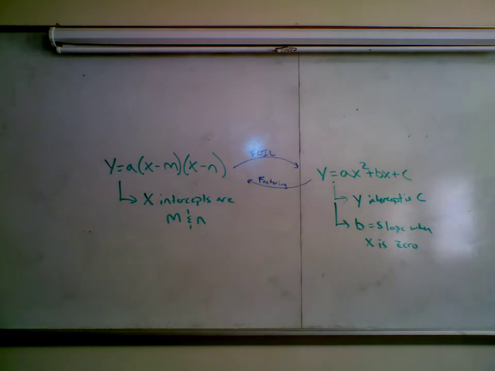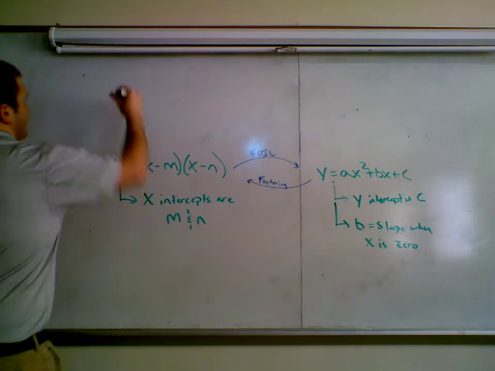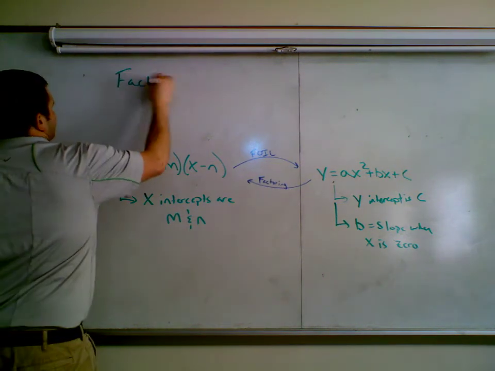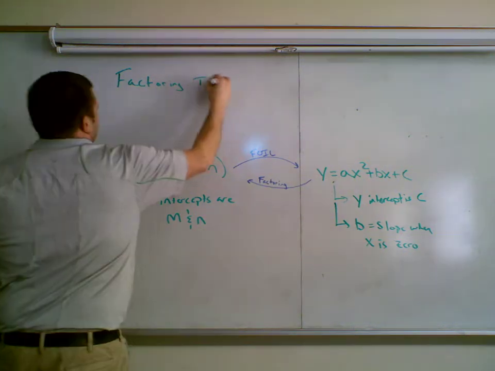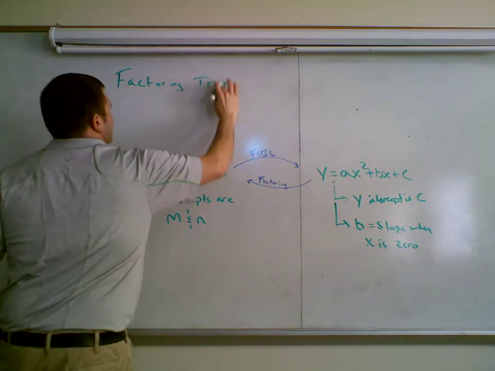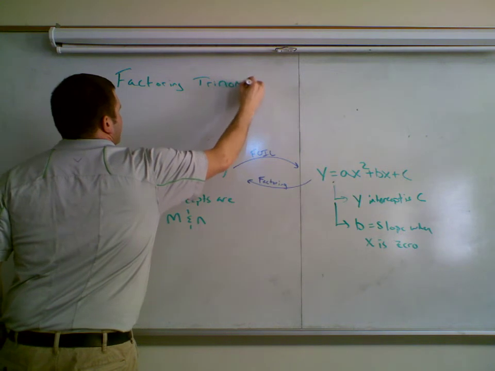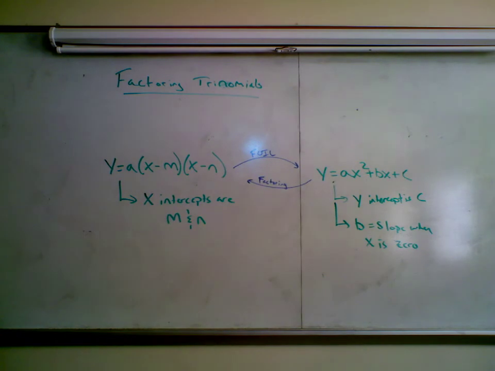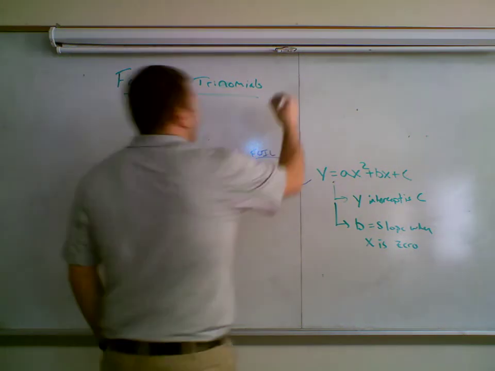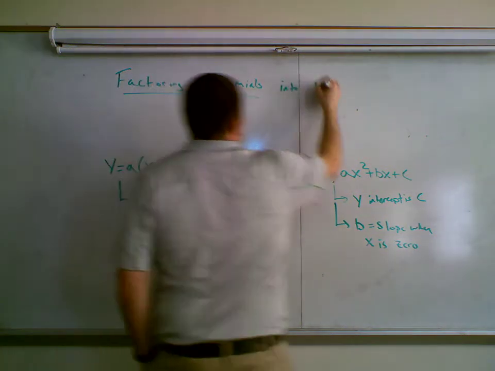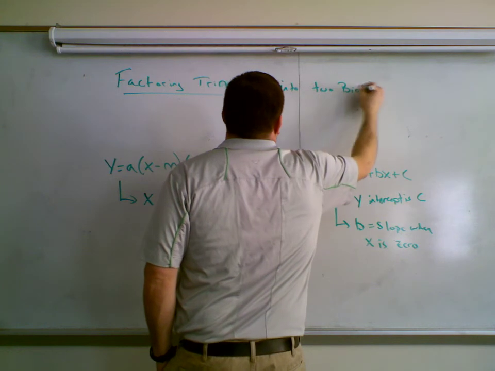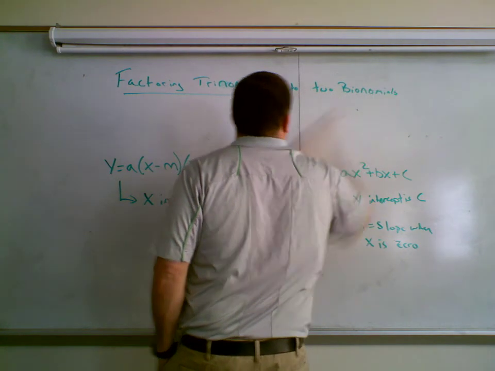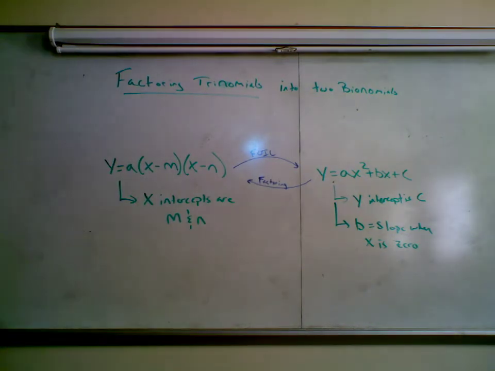Okay. So the goal for today is what's called factoring trinomials. And when you factor trinomials, what do we get? We'll get two binomials. Okay? So factoring trinomials into two binomials. That's what we're doing today. Okay? So we're going to take something that looks like this.